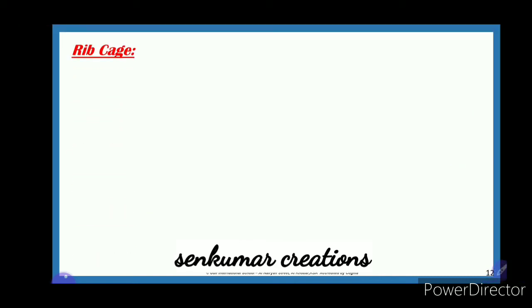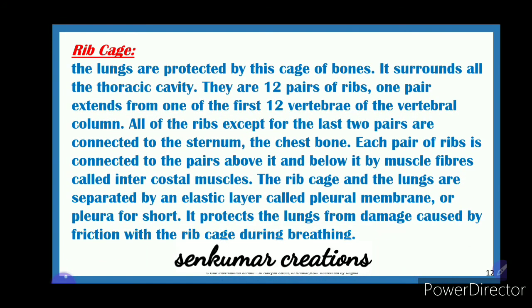Next, the rib cage, you know the rib cage very well. The bones are called the rib cage, right? So the lungs are protected by this cage of bones. There are 12 pairs of ribs, and one pair extends from each of the 12 vertebrae of the vertebral column. In the vertebral column, you see the bones on both sides, that is called vertebrae. From there only the ribs extend. You can see the picture, then you can understand clearly.